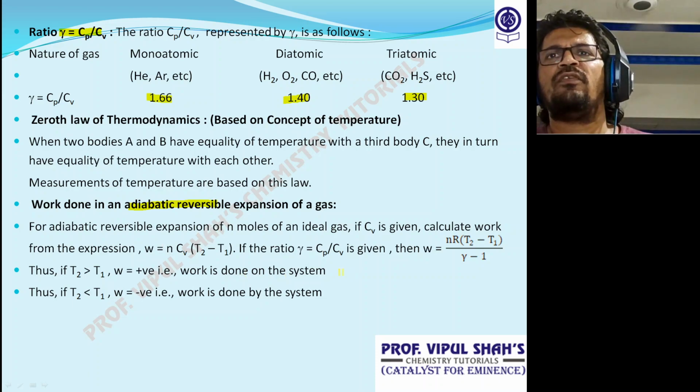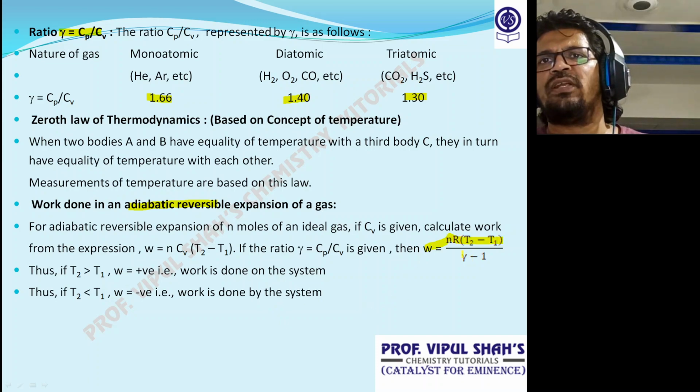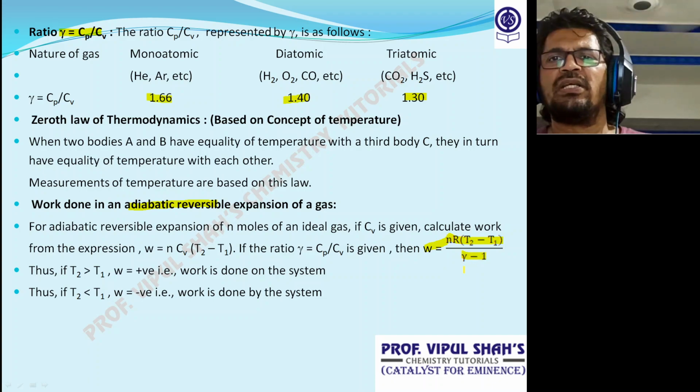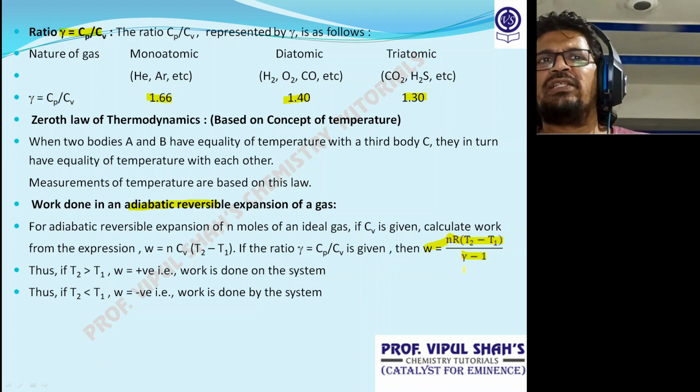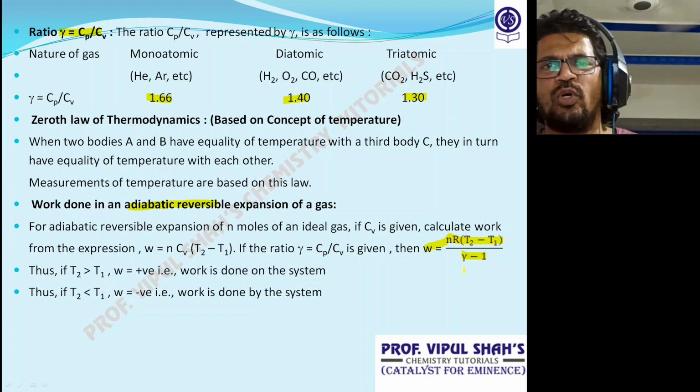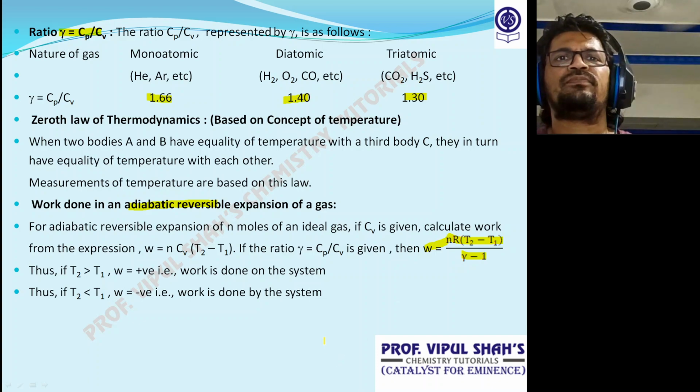Alright, where we say Cp Cv wise, the work done is, this is the formula, nR (T2 minus T1) upon gamma minus 1. Gamma is the Cp by Cv ratio, n is the number of moles, R is the constant, and T2 and T1 are the two temperatures, lower and higher.